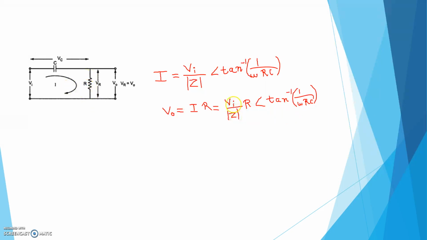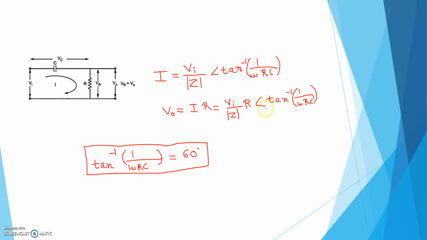So Vo is equal to Vi by |Z| into R, at an angle tan inverse of 1 by omega RC. So we can say that the output voltage leads the input voltage by the angle tan inverse 1 by omega RC. That means the output voltage leads the input voltage.